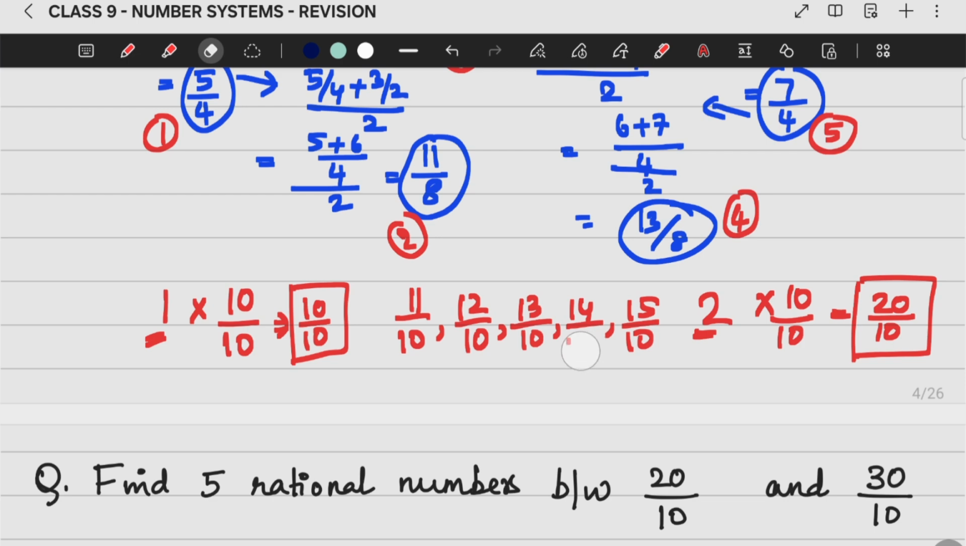Okay. Any number. So 14 by 10. Okay, so choose any 5. So this is the easiest method. This is method 2, which is the easiest method.